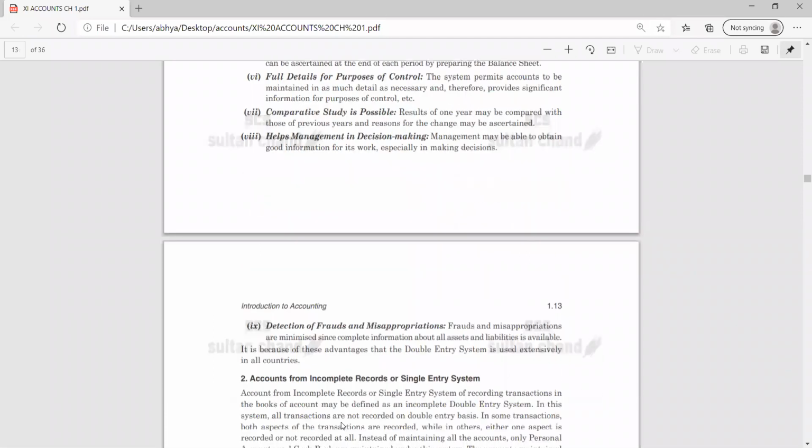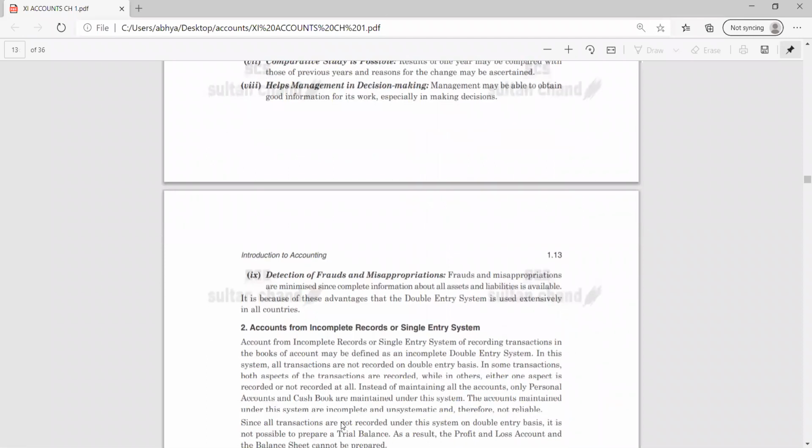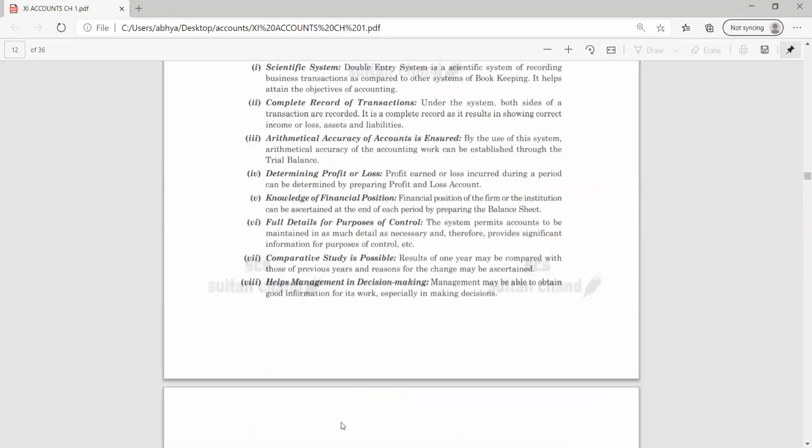Next, detection of frauds and misappropriations. Frauds and misappropriations are minimized as we are maintaining a complete record of all the expenses, all the revenues, all the assets and all the liabilities. So no assets can be misused and no frauds can be there. So all these are the advantages of the double entry system.